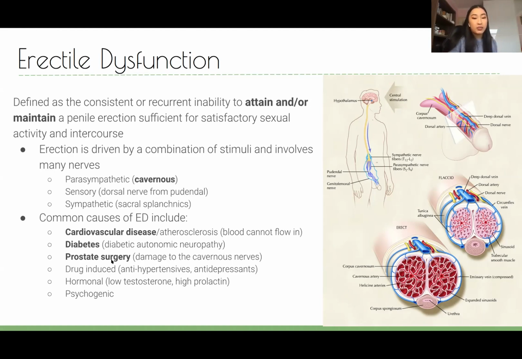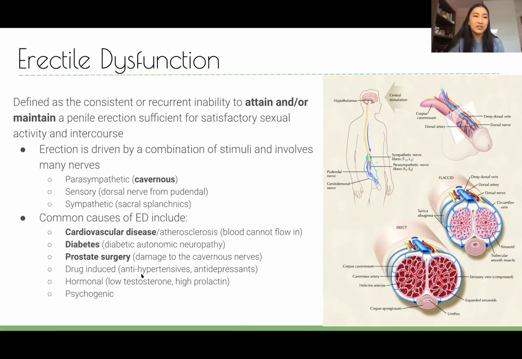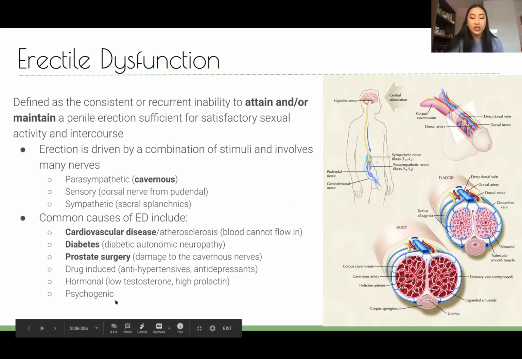The other one is prostate surgery. So if someone has had a history of prostate cancer and they've had surgery for that, that surgery can damage the cavernous nerves because they're in close proximity, and those nerves are important for signaling here. So that will cause issues as well. The other ones are less important. Drug-induced antihypertensives is like blood flow again, and then hormonal and psychogenic.